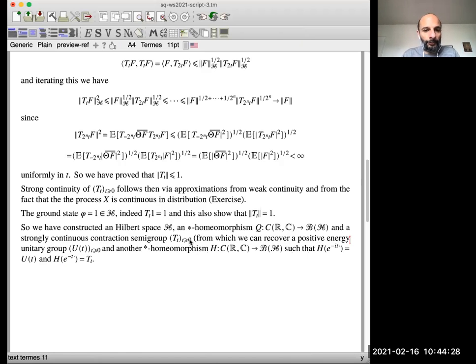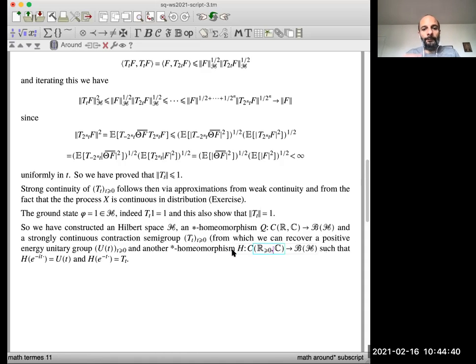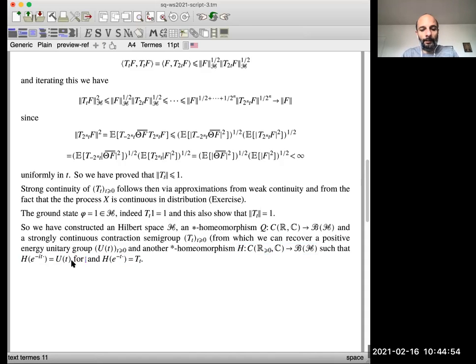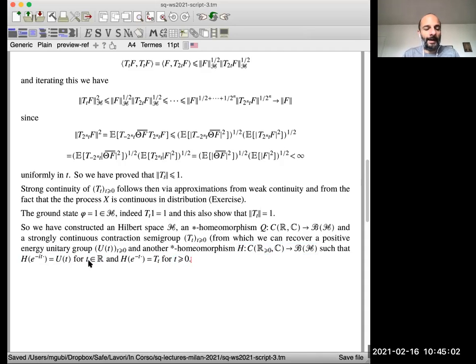So this was the positive energy condition. The contraction semigroup, I told you yesterday, corresponds to a positive energy unitary group, and the homomorphism actually takes values in the continuous functions on the positive real numbers. That's the positive energy condition. And remember that we use this to go from the unitary group to the semigroup. This is for T in R, and this for T positive, one is the imaginary time and the other is the real time. So this shows how you solve the problem.